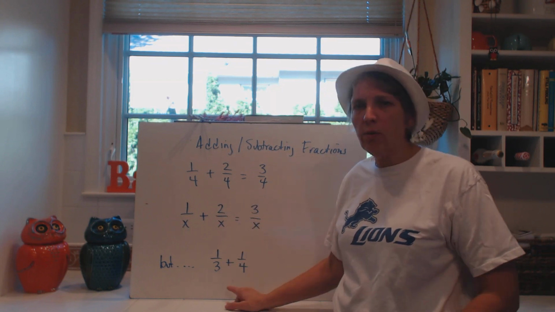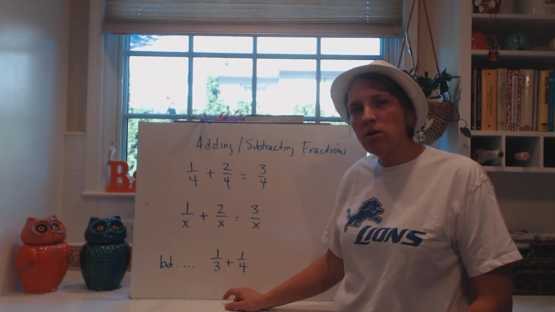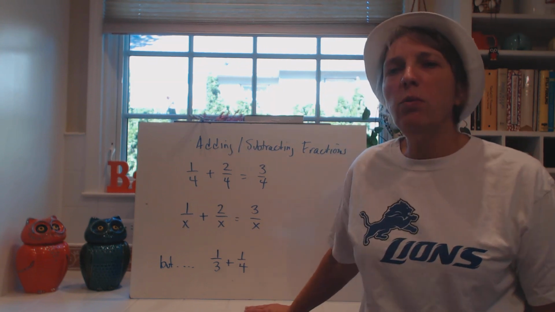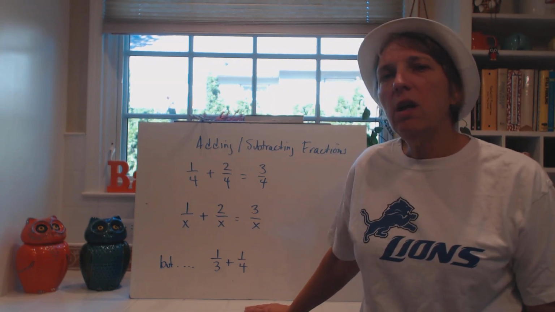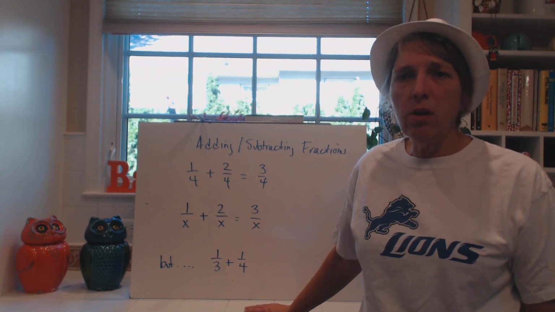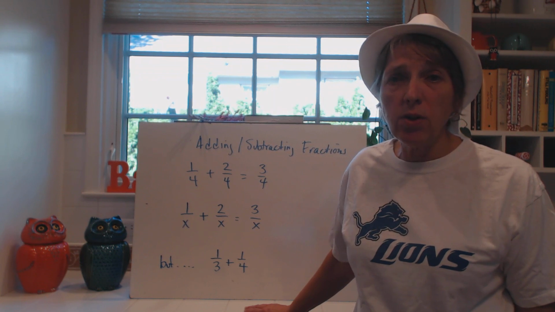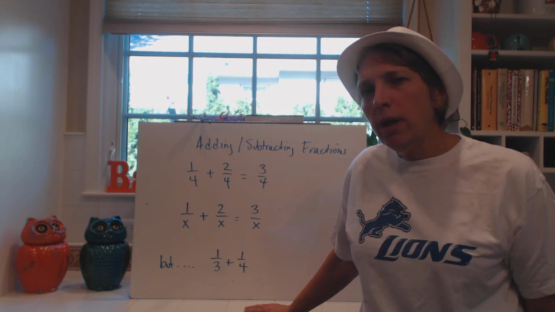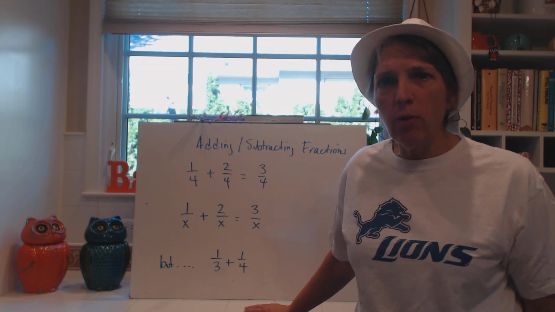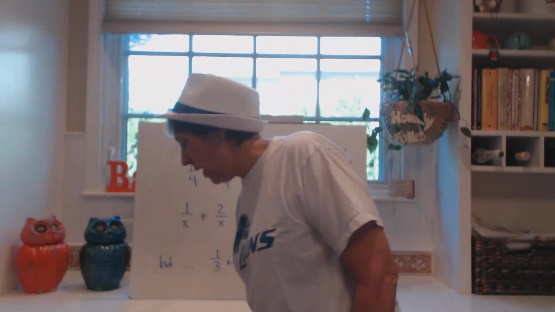But if we have 1/3 plus 1/4, those are different denominators. So what do we do when we do that? We have to get a common denominator and then convert the fractions to the common denominator so we can add or subtract. Very good. But people always freak out when I throw variables in there. So let's see what happens. I hope you don't freak out, so I'm going to teach it to you.